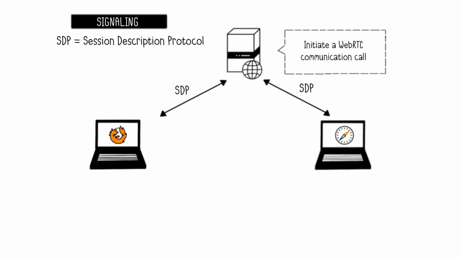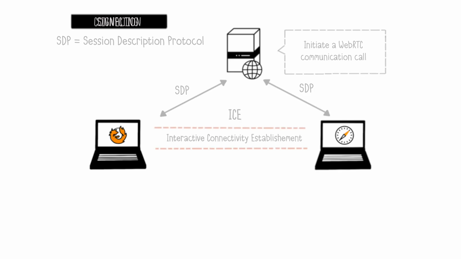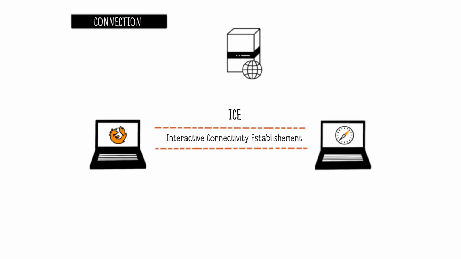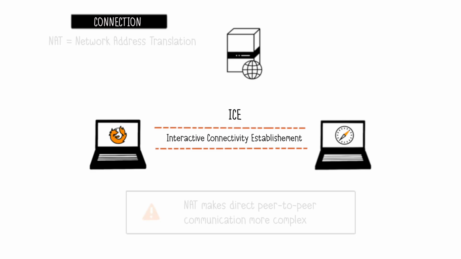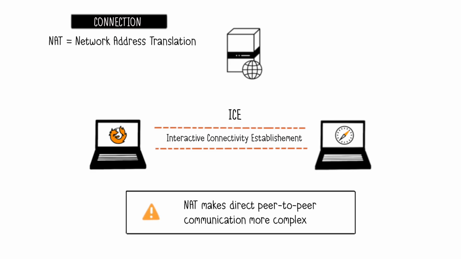Now that the two WebRTC agents have enough information, they can connect to each other. WebRTC uses the ICE protocol, for Interactive Connectivity Establishment, to establish this connection. However, peer-to-peer connectivity is made more complex by NAT, for Network Address Translation, which complicates direct communication. NAT allows devices on a private network to be assigned a public IP address. If you're unfamiliar with NAT, I recommend checking out my dedicated video on the topic.